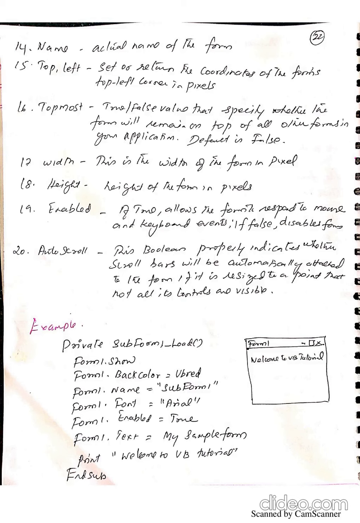Print max 25, 30. Print str of 25. Print len of VB. Print ucase welcome. Mid of welcome, 3, 4. Print ltrim of hello. Print string of 5, star. End Sub. The following is the output of the program: 77.78, 99, 10, 30, 5, 3, WELCOME, come, hello, 5 stars.